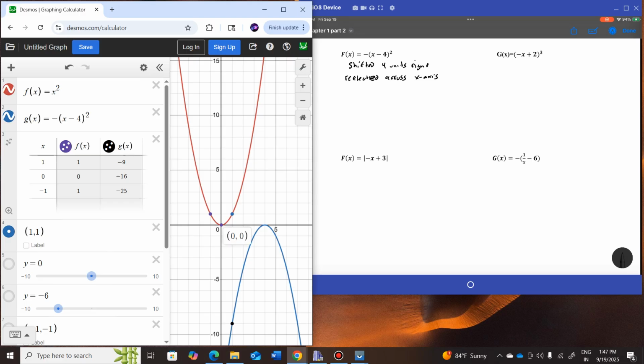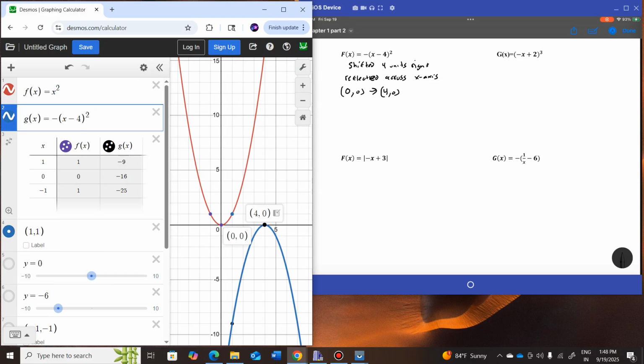So the point 0, 0, we shift it first to the right, so it's 4, 0. And then when you reflect a point on the x-axis, it stays on the x-axis. So 0, 0 goes to 4, 0.